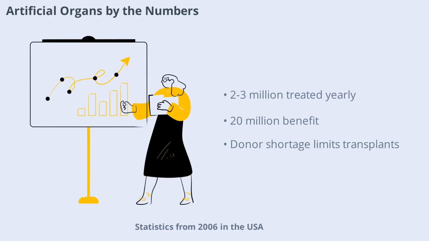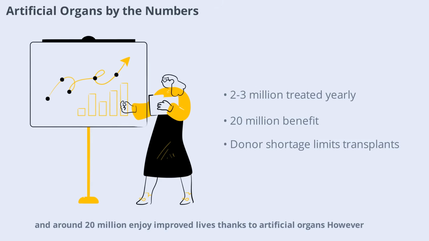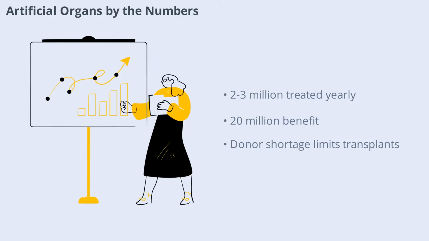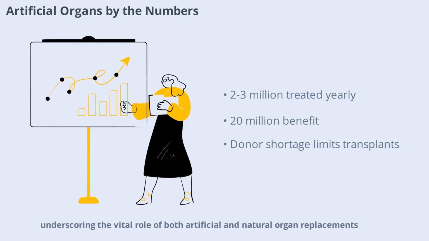Statistics from 2006 in the USA highlight the growing impact of artificial organs. Each year, 2 to 3 million people are treated with human-designed spare parts, and around 20 million enjoy improved lives thanks to artificial organs. However, organ transplantation remains limited, with only about 20,000 cases annually due to a shortage of donors. Despite this, there are approximately 200,000 transplant survivors, underscoring the vital role of both artificial and natural organ replacements.